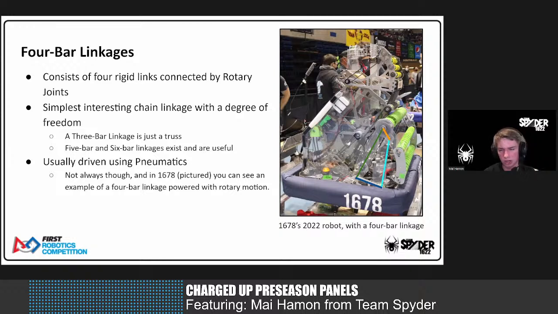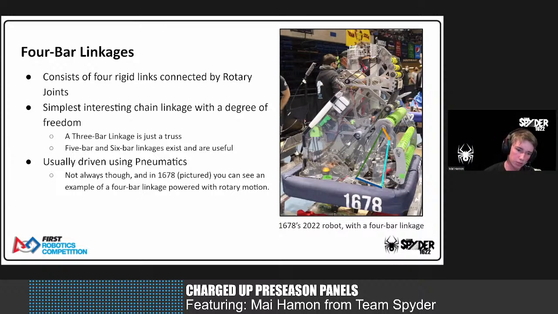In general, which we'll talk about later, for every degree of freedom you add to a chain linkage, you need a matching input. And so a 4-bar linkage is interesting and useful because it only requires one input to turn into a complex output. Again, 4-bar linkages are very popular within not just FRC, but the general engineering community because they allow you to do so much with a simple rotary linear output, turning it into a complex mechanical output.